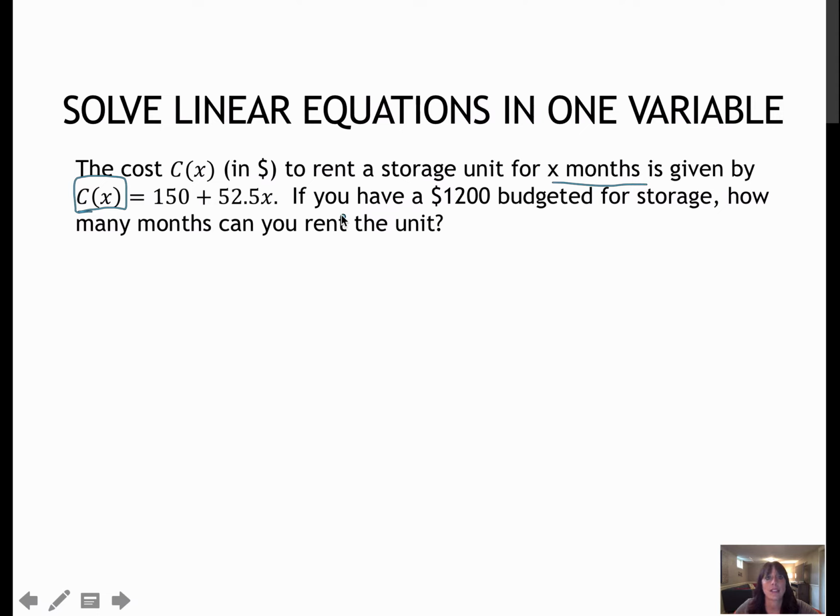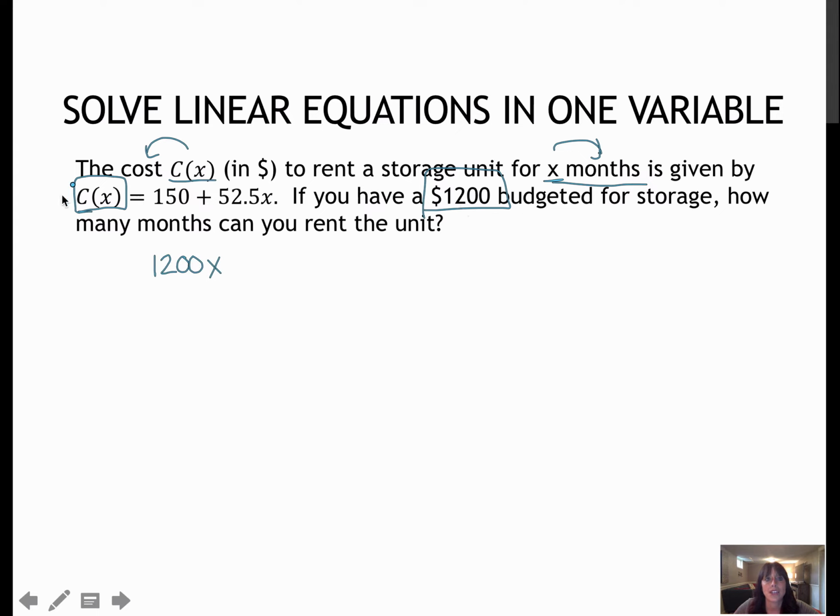So in this case, we have 1,200 budgeted for storage, and how many months can we rent the unit given this function? Now we know, based on the information given in the question, that c of x is the cost and that x is the number of months. So in this case, they've given me the cost, so I should replace that on the left side. What I see a lot of my students do is write that as 1,200x.